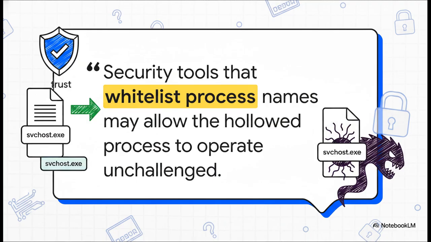And this really gets to the heart of why it works so well. A lot of security tools, well, they work on a pretty simple trust model. It's all based on names. They're programmed to think, oh, that's svchost.exe. That's a friend. Let it pass. They just approve the name, and they never even realize the code inside has been totally swapped out. The malware is literally exploiting that blind trust.